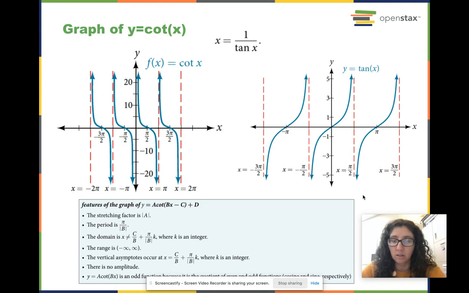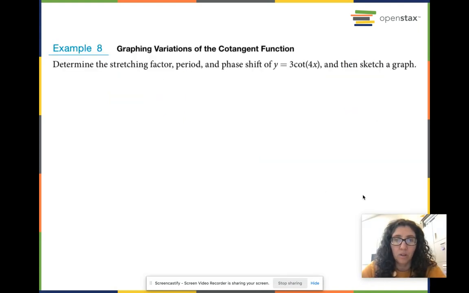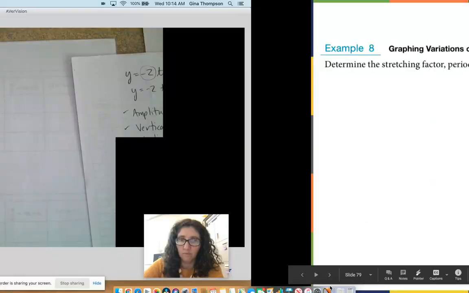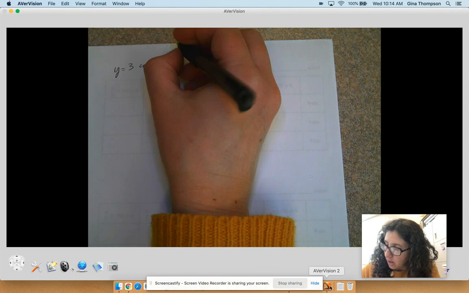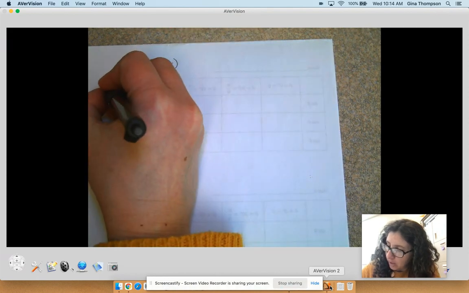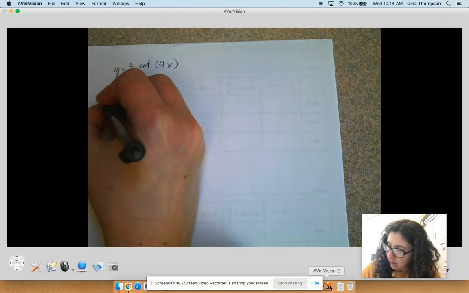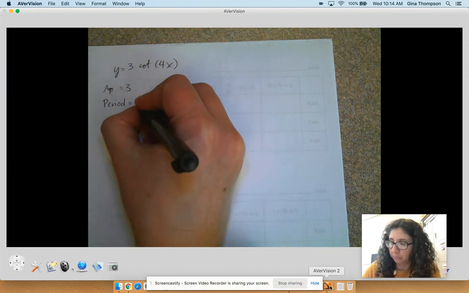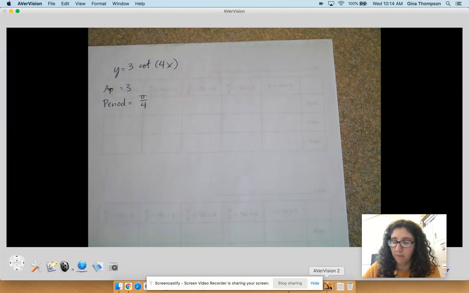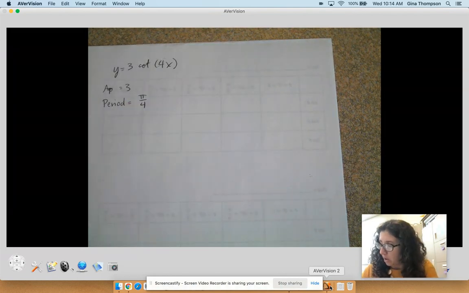All right, so let's graph one of these. So y equals 3 cotangent of 4x. Okay, 3 cotangent of 4x. So let's see, the amplitude is 3. The period is going to be pi divided by 4. Right? Pi divided by that number there. Okay.